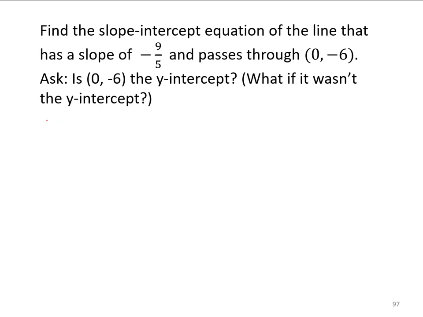So that means we want an equation that's in the form y equals mx plus b because our slope is not 0 or undefined. It's not horizontal or vertical. Okay. So y equals mx plus b is the form we want this in. M is -9/5 because that's our slope. And b, because our y-intercept is what we're given, 0, -6, b is equal to -6. So our equation is y equals -9/5 x minus 6.